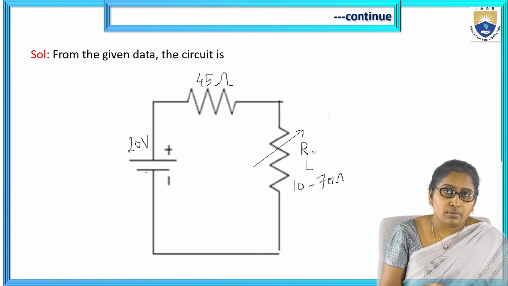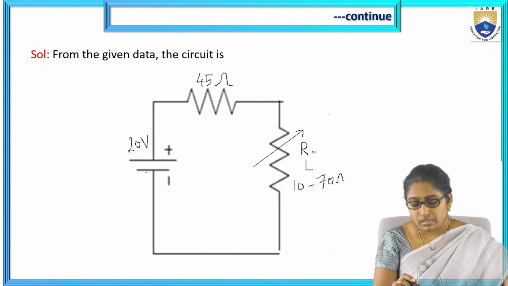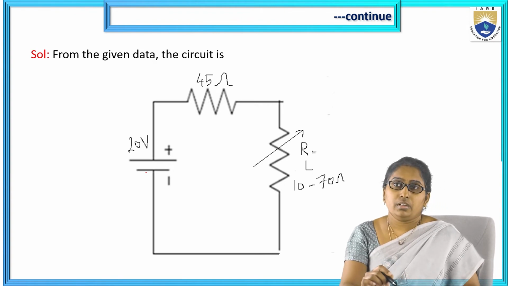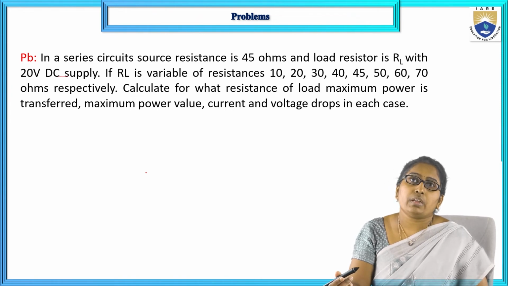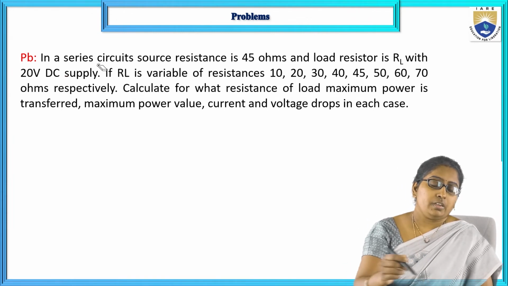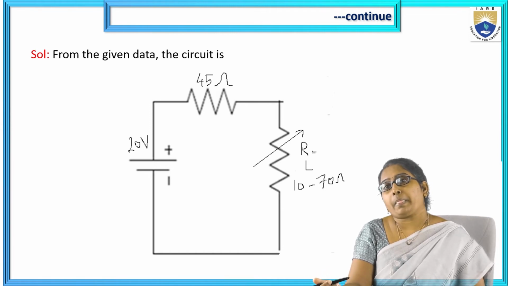Input DC 20 volts, RS is 45, and RL is a variable between 10 to 70 ohm, right? Different values are given starting from 10 to 70. That is why the circuit is drawn like this from the given data.